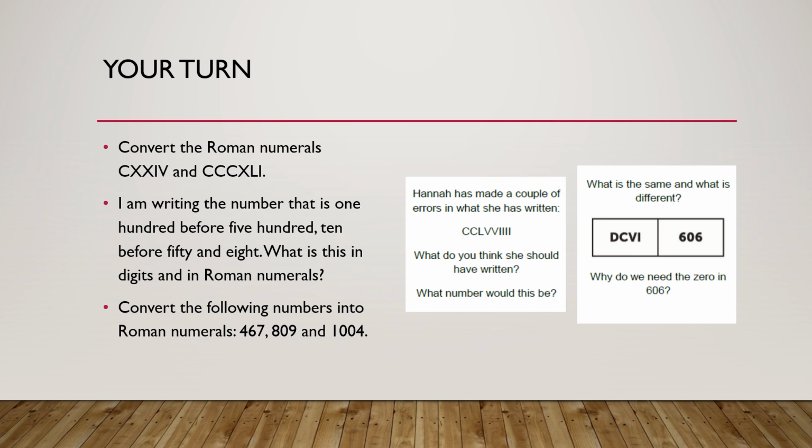Here it's going to be your turn. There are 5 questions for you to do. There's 3 on the side, and then there are 2 of these ones. When it says convert, that means I want you to change it to be Arabic numerals, the numbers we normally use. And if you're spotting the errors, I want you to say what should she have written, and even better, if you can spot what you think the mistake is that she has made when you're doing Hannah's one. Good luck with these, and let me know how you get on.